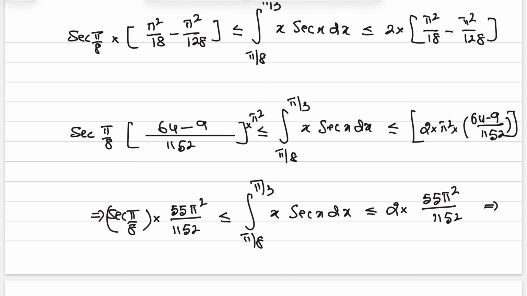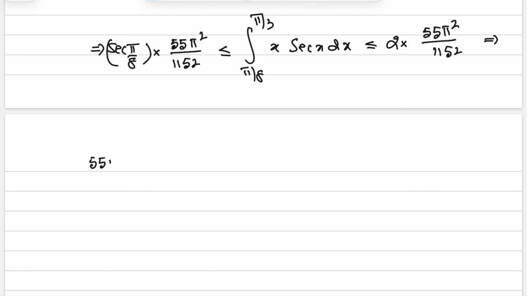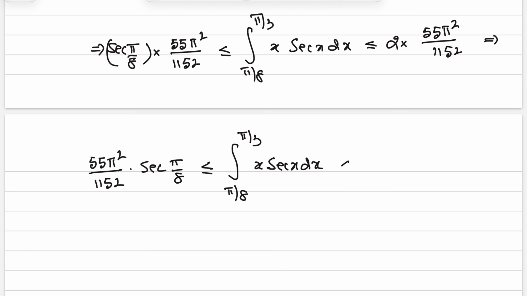That implies, now you just see, 55 pi square by 1152 into secant pi by 8 is less than or equal to integral pi by 8 to pi by 3 x secant x dx is less than or equal to 110 pi square by 1152.